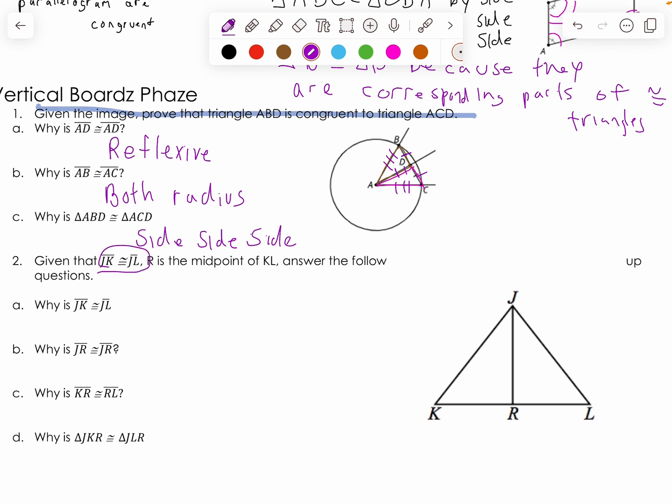So we're given this information, JK and JR, and that's actually the first answer. Sometimes the information is just given to you. Looking at number B, why is JR congruent to JR? We all should know the reflexive property.